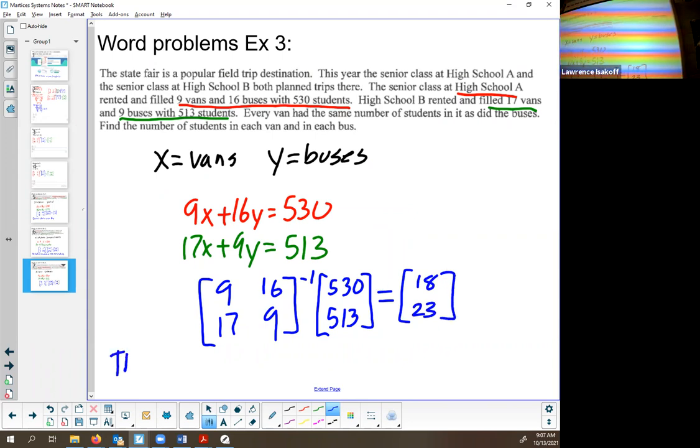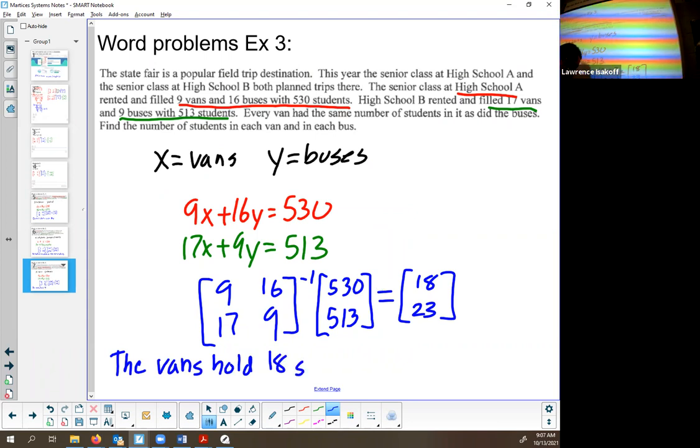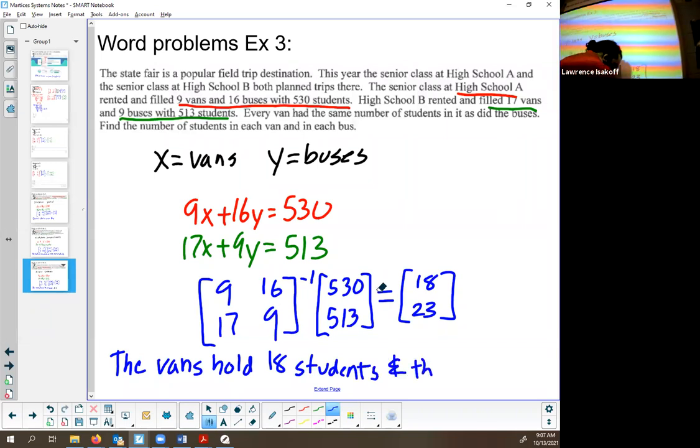So the vans hold 18 students. And the buses hold 23.